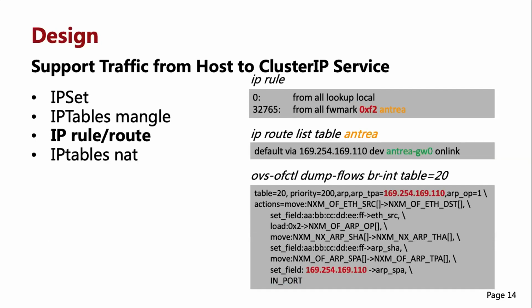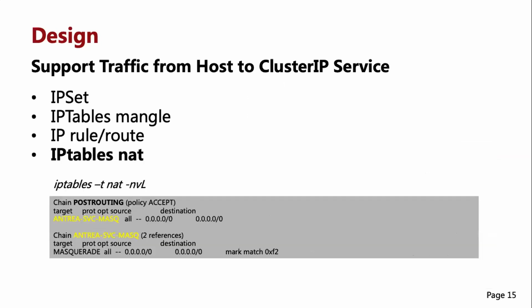Note that in OVS pipeline table 20, we also need to add a flow in response to the virtual IP's ARP request. In that table, we match the traffic marked 0xF2 and masquerade them.